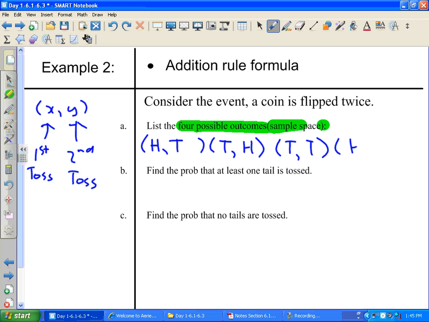And the other thing that can happen is I can get a head. Any other possibilities that can happen here? Can it land on its side? We're going to assume that it does not land on its side.